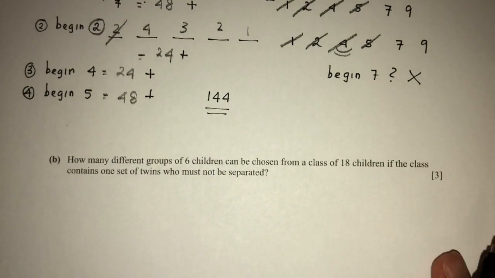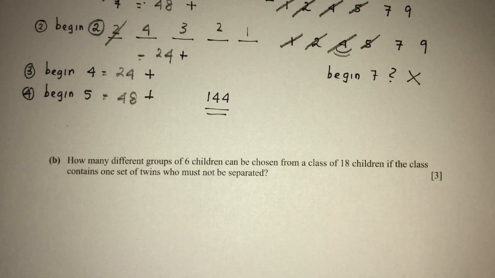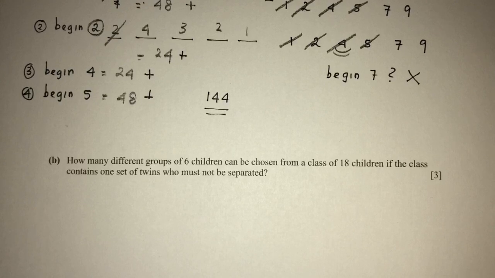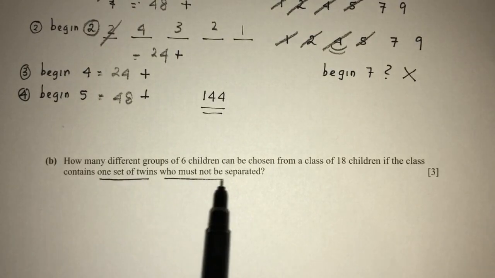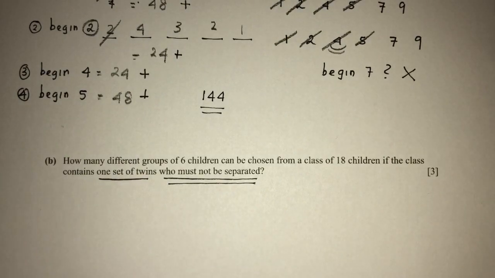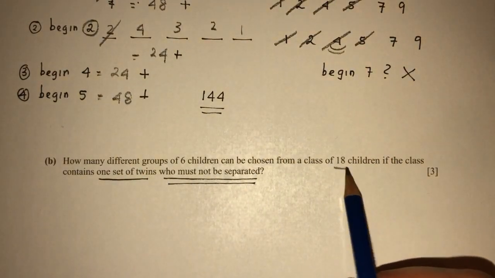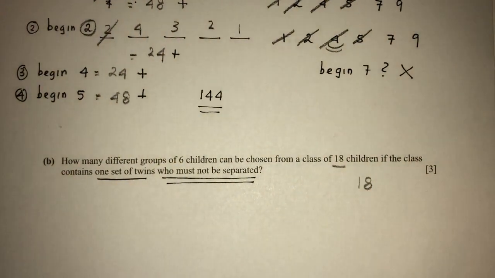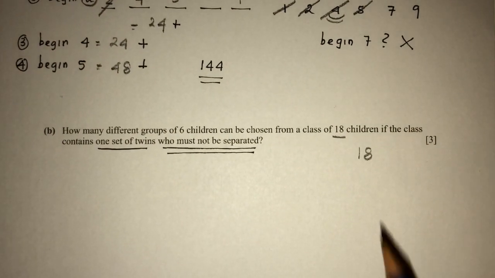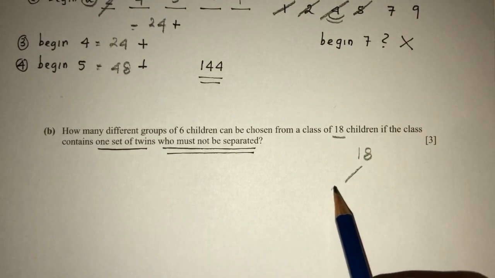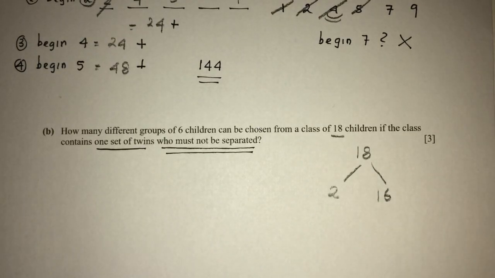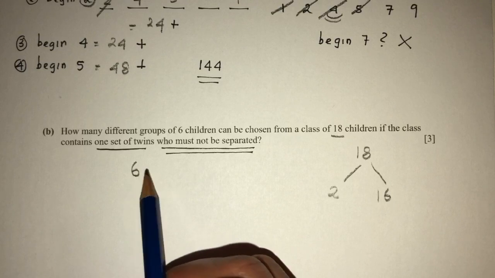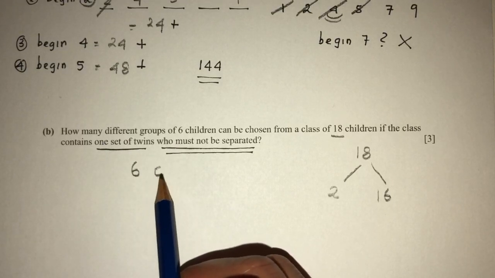Now for part B: how many different groups of 6 children can be chosen from a class of 18 children if the class contains one set of twins who must not be separated? So this is the main condition. So we have a class of 18, right? That's something that is given to you. Now in this class of 18 we have 2 here, which is a twin, and the rest is 16 people. Okay, and we want to form a group of six children.